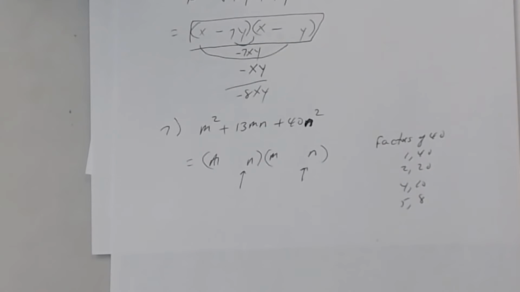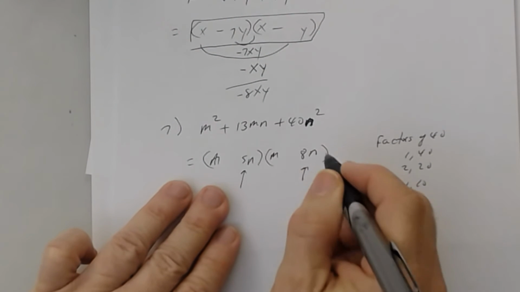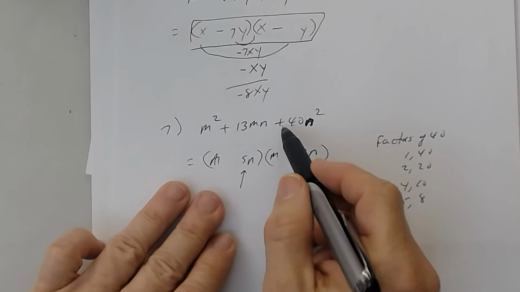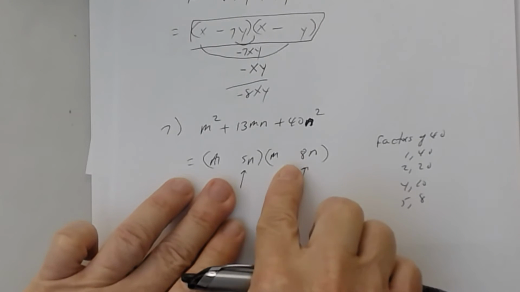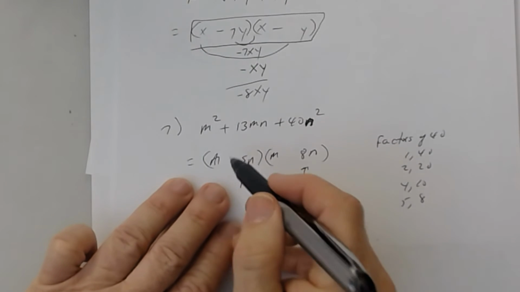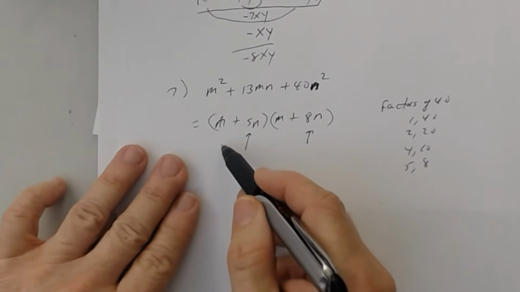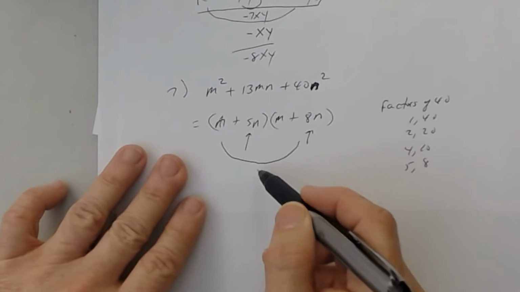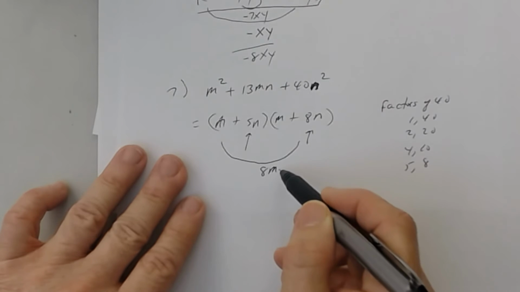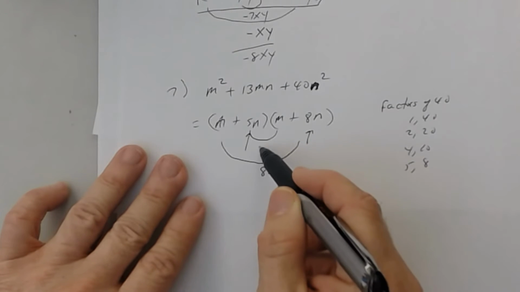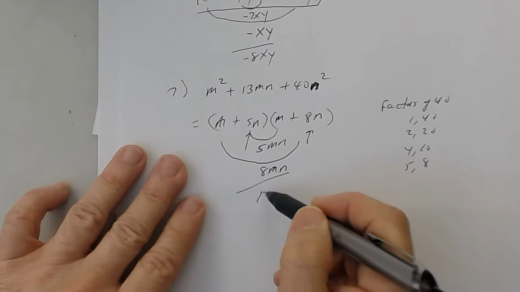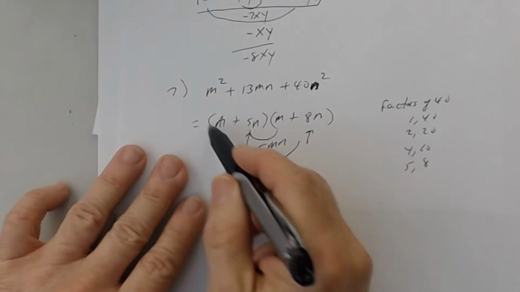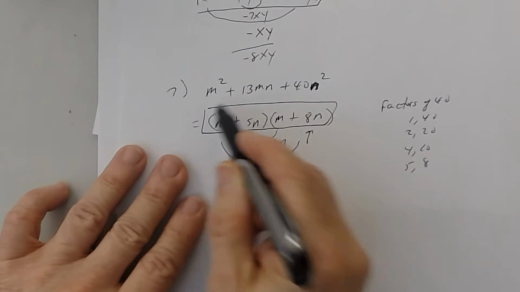What do you want to try first? 5 and 8. All right, so let's put 5 here, 8 here, does not matter. The last sign's positive, so what does that indicate by these signs in here? They're the same, and they're both going to be positive. All right, now check. What's the outer? 8mn. What's the inner? 5mn. When I add them up, what do I get? Which is what you wanted. So this is correct. Okay?